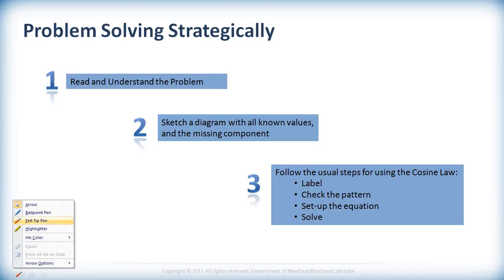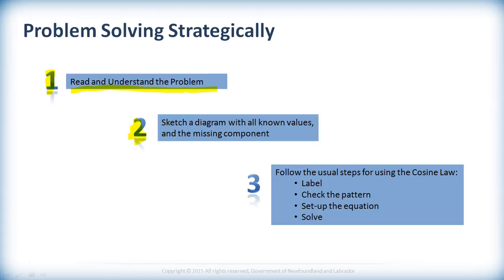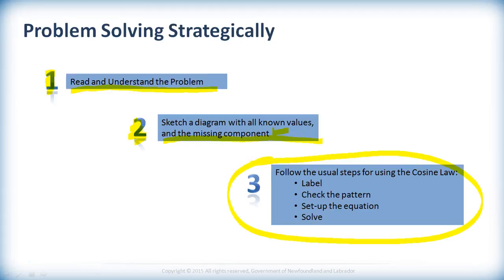So to make sure we don't make any mistakes, it's a good idea to go through some of these steps. I like to call this a nice three-step process. The first thing, same thing we did when we looked at sine law: read and understand the problem clearly. Then we do our best to sketch a diagram with everything we know in it and label the thing that we don't know. After we have everything we know and what we don't know, we can use our typical stuff to check to see if the cosine law is okay, label it up correctly, set up the equation, and solve. All the same stuff that we normally do with the cosine law. So the same kind of thing that we would do with sine law.